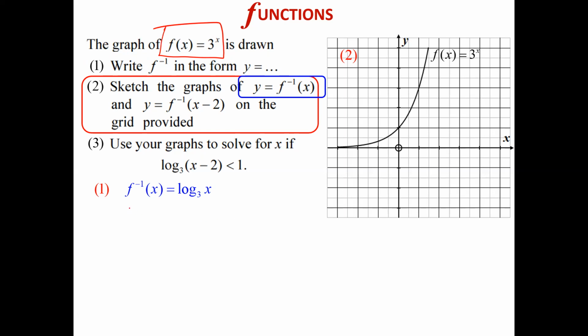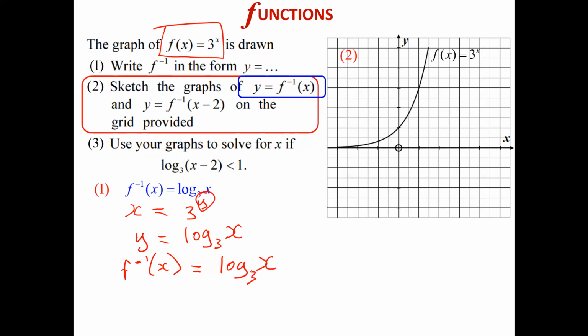So that equation would become x is equal to 3 to the power y. And then we're going to solve for y. Whenever you're solving for an exponent, you will bring in a log. So y is equal to log x, and your base is 3. And then we write that in inverse notation, which gives us f^-1(x) is equal to log x base 3. So there we have our first one.